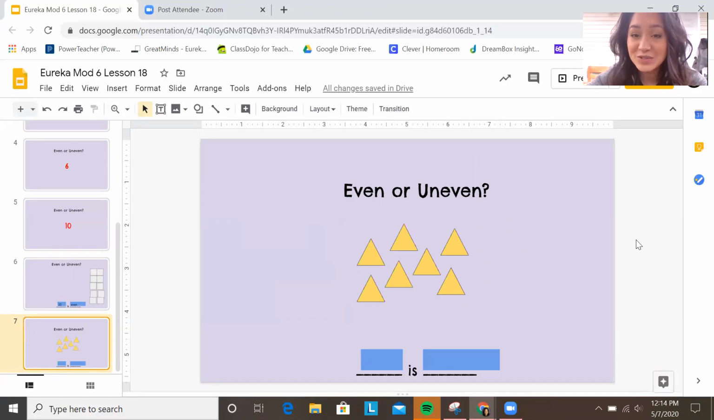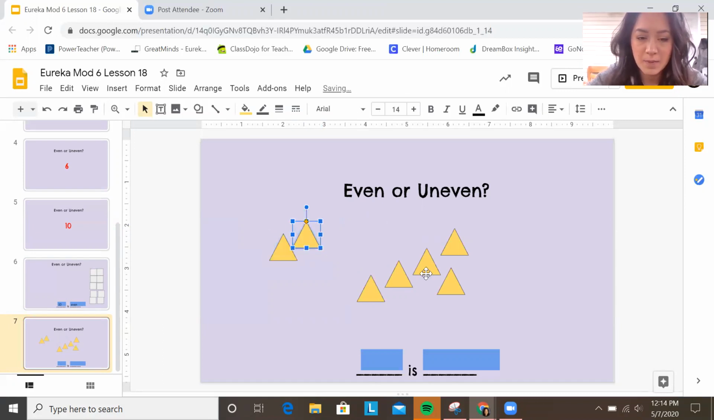Tell me in 3, 2, 1. Ooh, maybe some people think even, maybe some people think uneven. Let's try and see if we can have each triangle have a partner. All right, let's make these two partners. We'll make these two partners. We'll make these two partners.